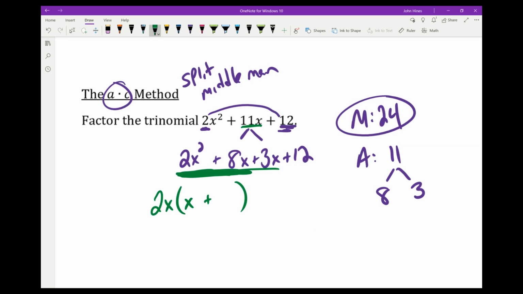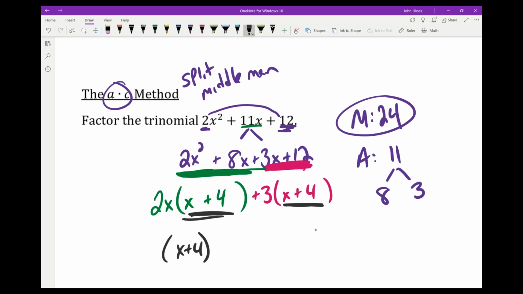x plus 4. And then we look at the next 2 guys and say, what can I GCF out? Well, you can take out a positive 3. Make sure that you always write a positive or a negative, depending on what you're doing. And I'm left with x plus 4, which is awesome because what's my new GCF? What do both of these terms have in common here? They both have that factor of x plus 4, which leaves me with 2x plus 3.